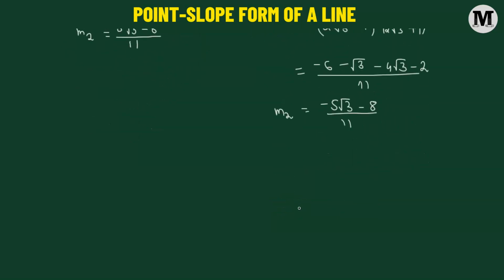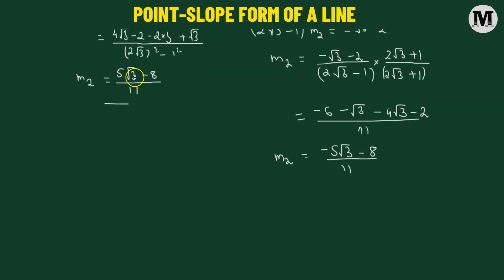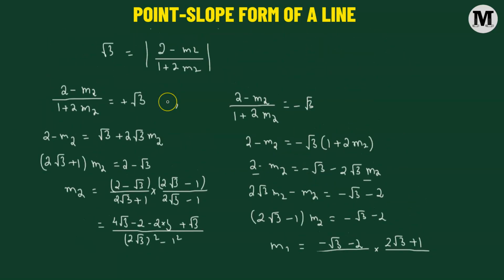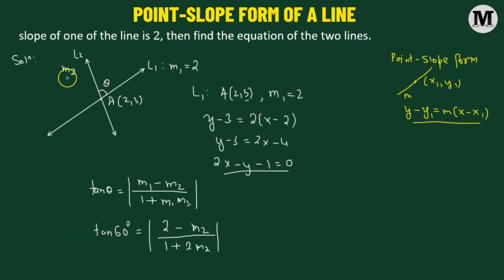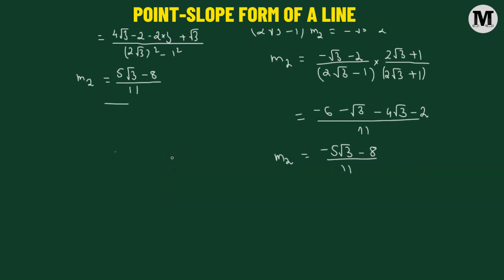Okay, so now we have m2. Fine. So we have the two slopes. One of the slopes is given by 5 times square root of 3 minus 8 over 11. The other one is given by negative 5 times square root of 3 minus 8 over 11. So we can use both of the terms separately to get the equation of the line. So we were trying to find out the equation of line L2 which passes through the point A (2, 3). Okay, so let's do that.